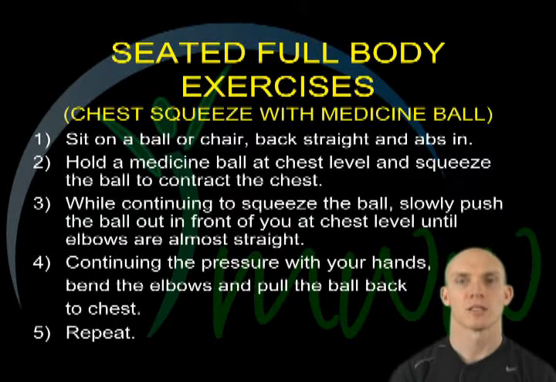Seated full body exercises. Chest squeeze with the medicine ball. Another medicine ball exercise is the chest squeeze. Before you begin, make sure your back is straight, then hold a medicine ball or any other type of ball at chest level and then squeeze the ball to contract the chest. Continue to squeeze the ball. Slowly push the ball out in front of you at chest level until elbows are almost straight. Keeping the pressure steady, bend the elbows and pull the ball back to the chest. Repeat this exercise for a few repetitions.